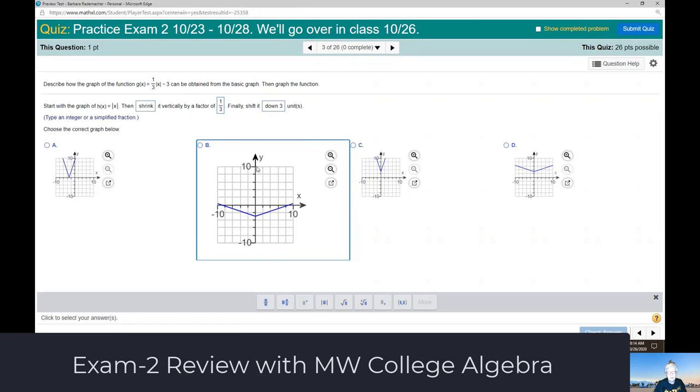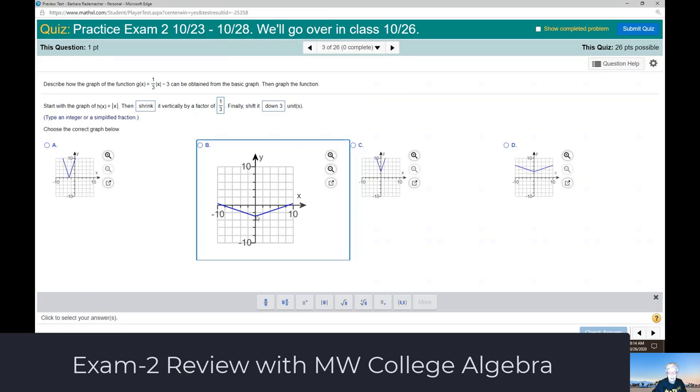All right, notice the scale. This is 10 by 10. The scale is 2, 4, 6, 8, 10. So that's 2 right there. That's 4. So halfway between 2 and 4 is 3. So here's a V that's been shifted down 3 units.